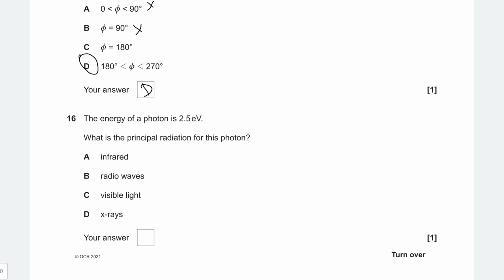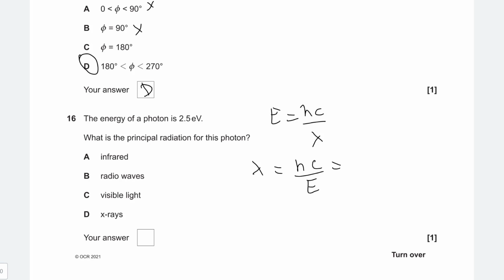Okay, next one. The energy of a photon is 2.5 eV. What is the principal radiation for this photon? Well, let's figure out what the wavelength is. So I'm going to say that E is equal to hc over lambda. Okay, lambda is equal to hc divided by E.